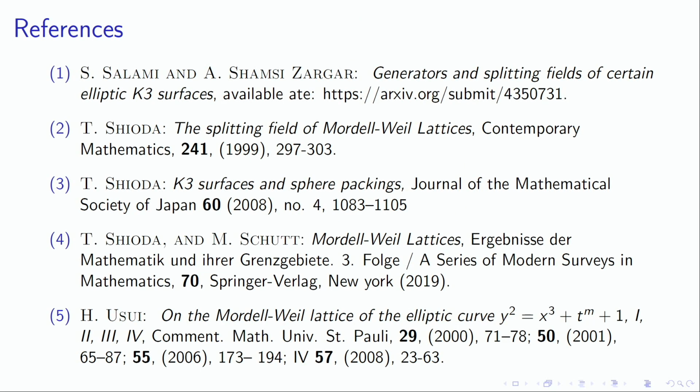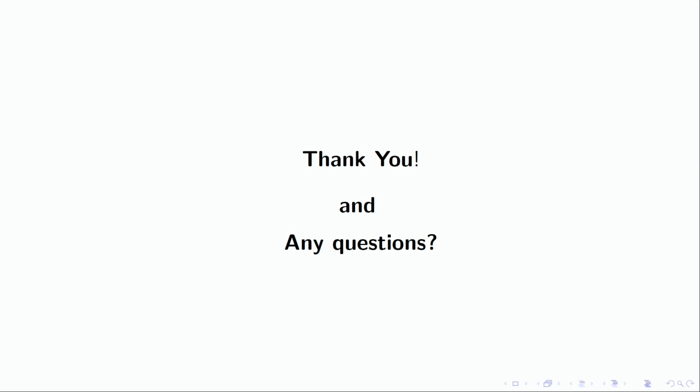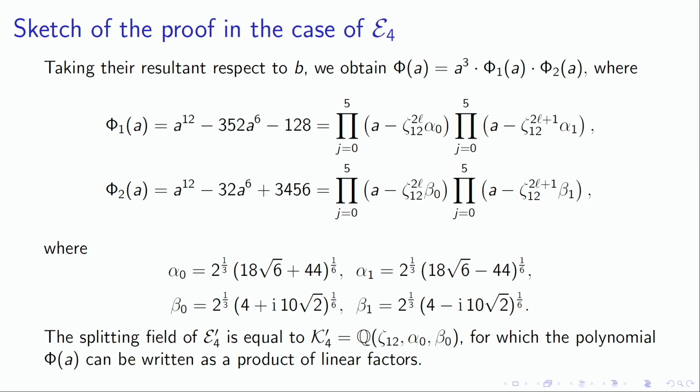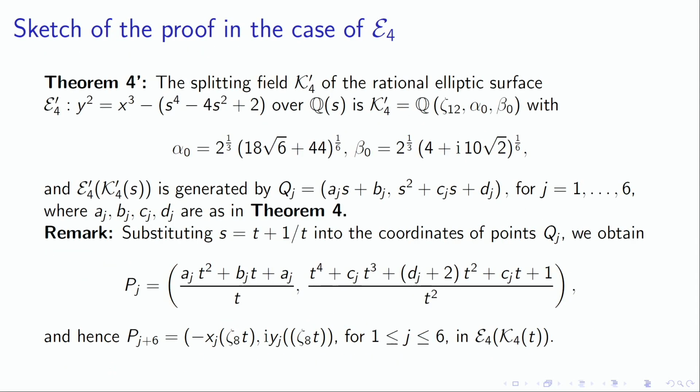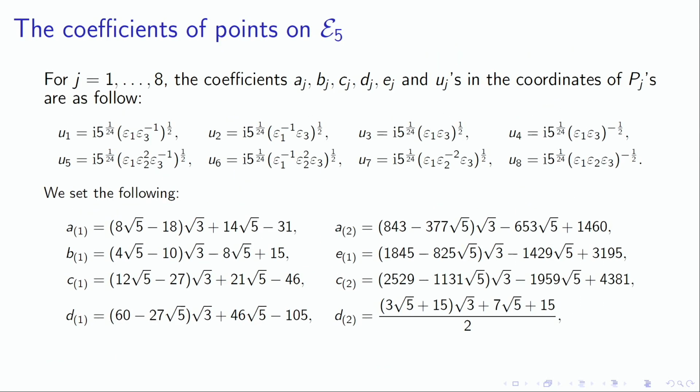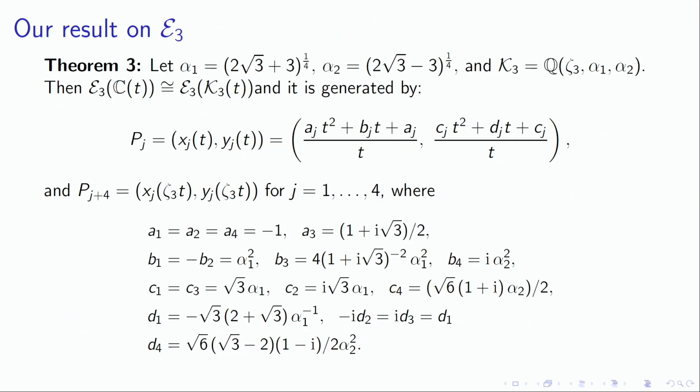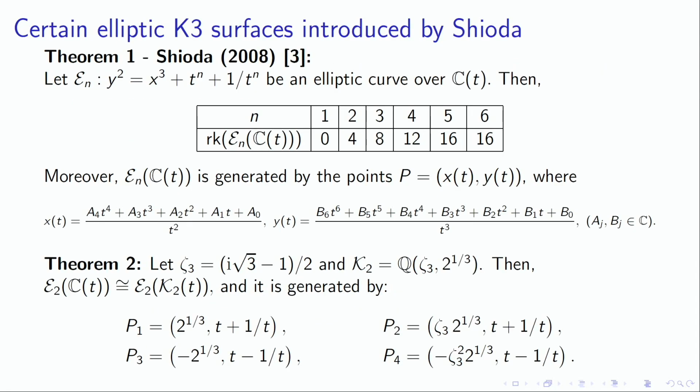So by searching for 6 independent points, we have to take the intersection numbers of these points and try to find some of them whose Gram matrix has determinant equal to that given in the Shioda theorem. So the ideas of the proofs are similar, and in all of the cases we have some rational elliptic surfaces.